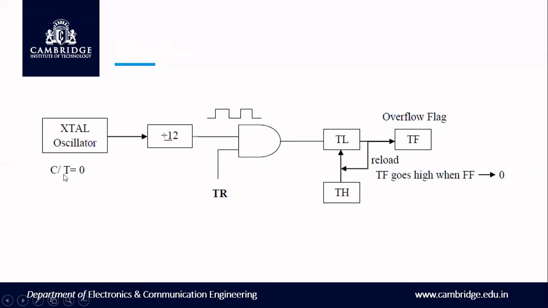The crystal oscillator and the C/T bar value should be 0 for the timer. Okay, that is very important. So in the TMOD register, this particular field should be made 0. It will be divided by 12 in order to generate a timer frequency. So you will be getting a timer frequency here.